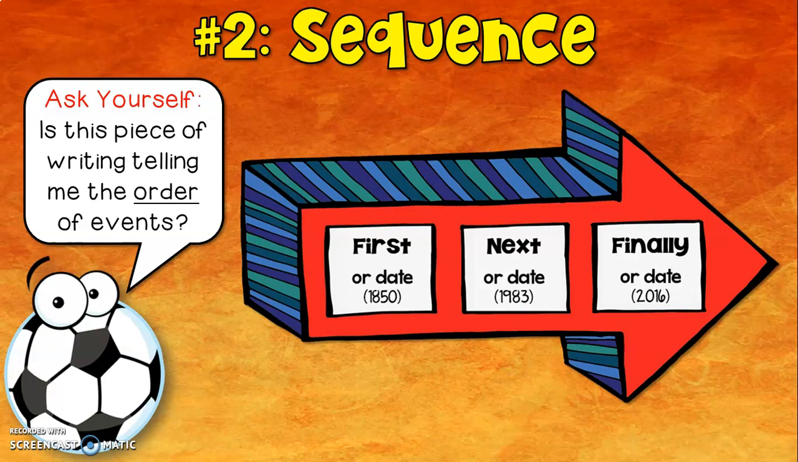Another common nonfiction text structure is sequence, or you might hear it as sequential or in time order. Ask yourself, is this piece of writing telling me the order of events? Okay, first think of a timeline. First, they might have the word first or a date, like 1850. They might say next, or they might have another date that's in the future. They might say finally, and there might be an even newer date.